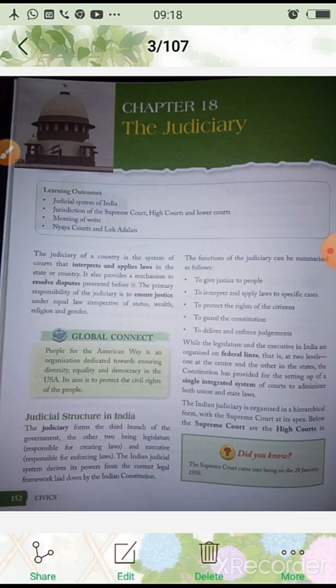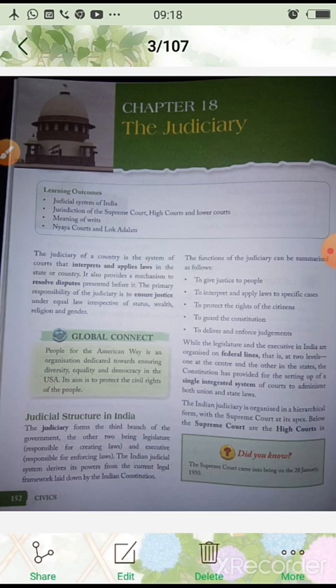Now, the Indian judicial system derives its powers from the current legal framework laid down by the Indian Constitution. So, what does the Indian judicial system derive? It derives its powers from the current legal framework laid down by the Indian Constitution. That is, whichever laws are framed in the Indian Constitution, it has to work according to that.